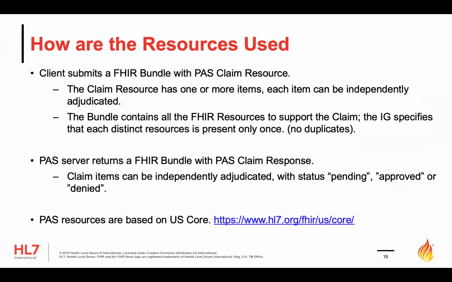So the basic data flow. The client submits a FHIR bundle with a PAS claim resource. Each of those items can be independently adjudicated. And the bundle has to contain all the FHIR resources to support the claim. And I think I mentioned that there can be no duplicates. So the PAS server returns a FHIR bundle with a PAS claim response. Each item can have a status of pending, approved, or denied. All the PAS resources are derived from US Core. Next slide.